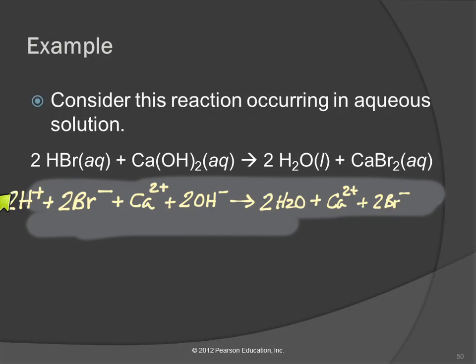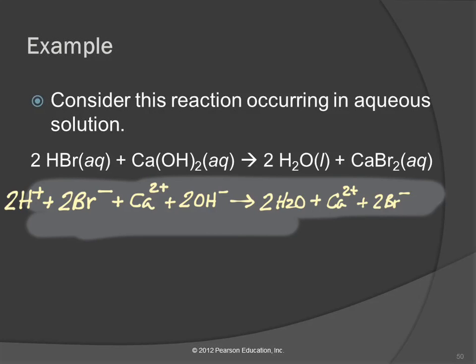You don't have to carry the coefficients down when you first break these into the ions, but if you don't do that, then later you have to go back and balance it again. If you're careful about carrying the coefficients down, then it'll be balanced when you're done. So here I've got 2 hydrogens on this side, plus this hydrogen here, 2 of them. So a total of 4 H's on the left, and I've got 2 times 2, 4 H's on the right. I've got 2 Brs and 2 Brs. I've got 1 Ca and 1 Ca. And I've got 2 oxygens and 2 oxygens. So this is balanced. So that's the complete ionic equation.